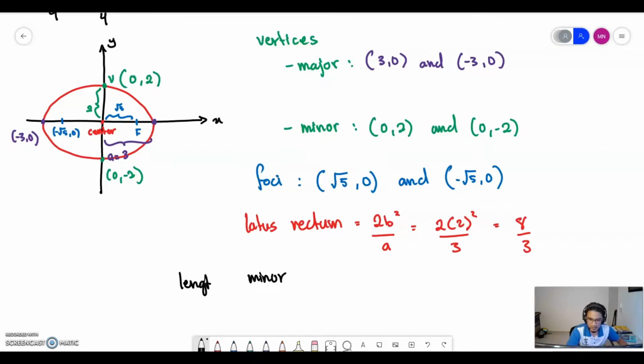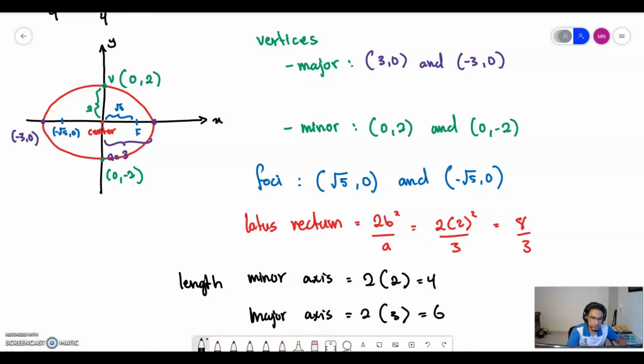The length of minor axis will be equal to 2 multiply with the value of b. So that is equal to 2 and equal to 4. So then the length of major axis is 2 multiply with 3 and equal to 6.